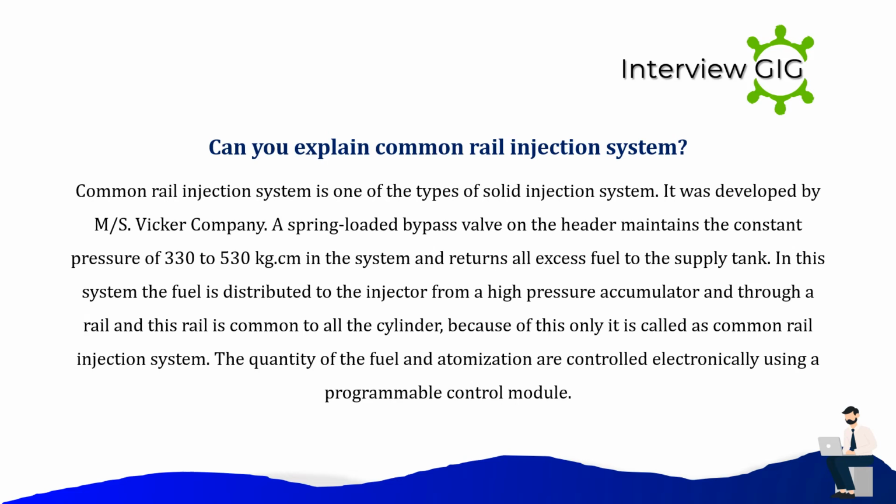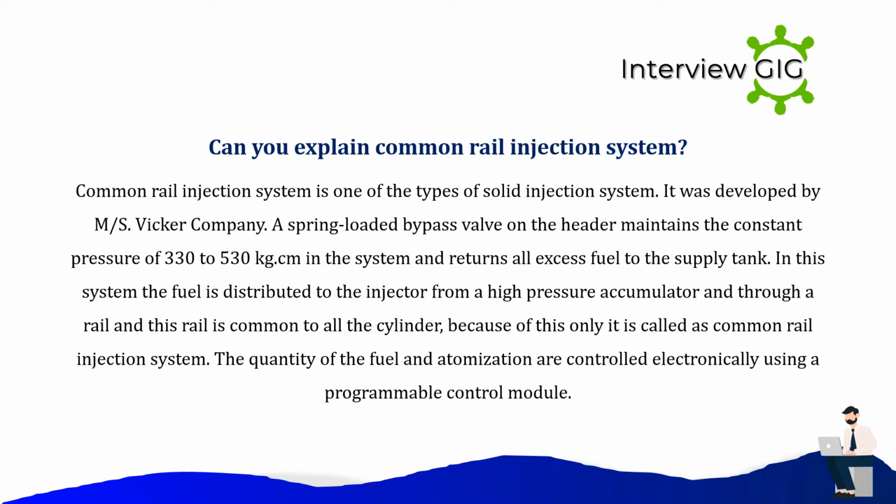Can you explain common rail injection system? Common rail injection system is one of the types of solid injection system. It was developed by Vickers Company. A spring-loaded bypass valve on the header maintains the constant pressure of 330 to 530 kg/cm² in the system and returns all excess fuel to the supply tank.